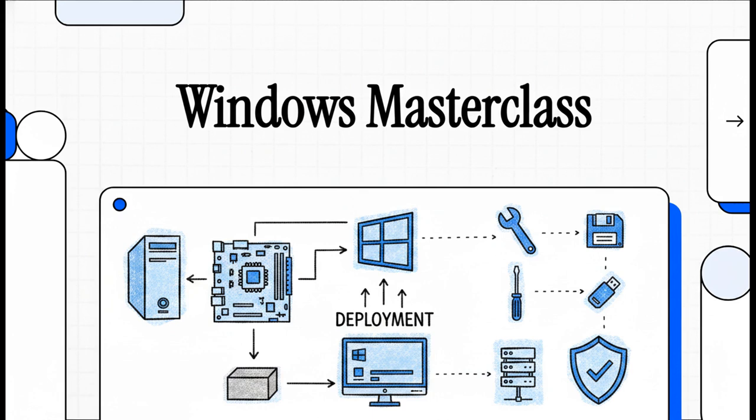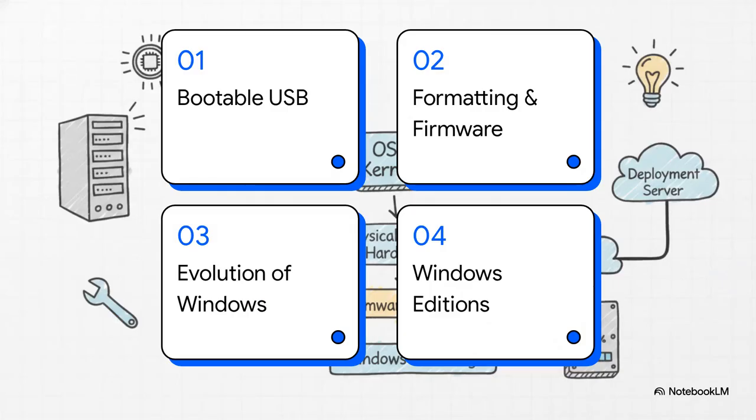We'll dive into the foundational architecture of Windows, the exact tools you need to deploy it, and how to choose the absolute best setup for your specific hardware. So let's dive right into our roadmap for today. First up, creating a bootable USB. Number 2, formatting and firmware. Third, the evolution of Windows. And finally, choosing your Windows edition.